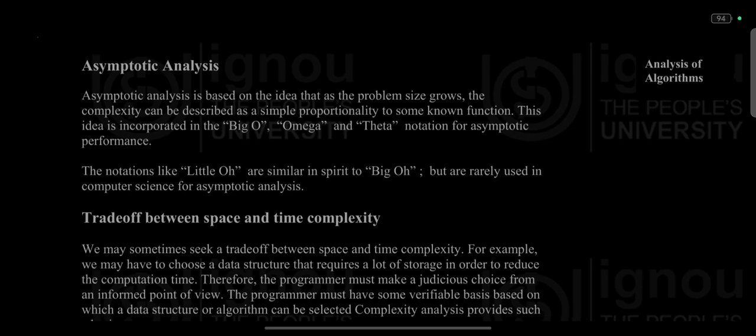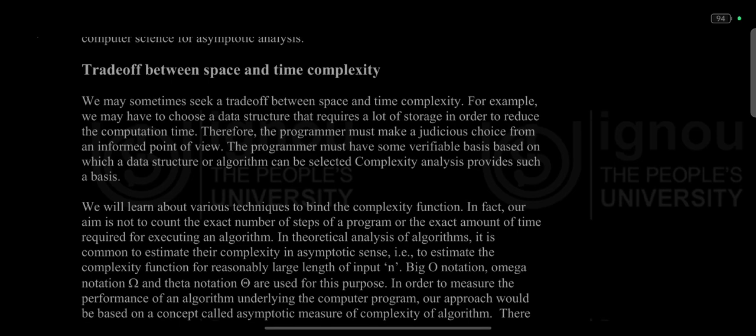Asymptotic analysis is based on the idea that as the problem size grows, the complexity can be described as a simple proportionality to some known function. This idea is incorporated in the big O, omega, and theta notation for asymptotic performance. The notations like little o are similar in spirit to big O, but are rarely used in computer science for asymptotic analysis.